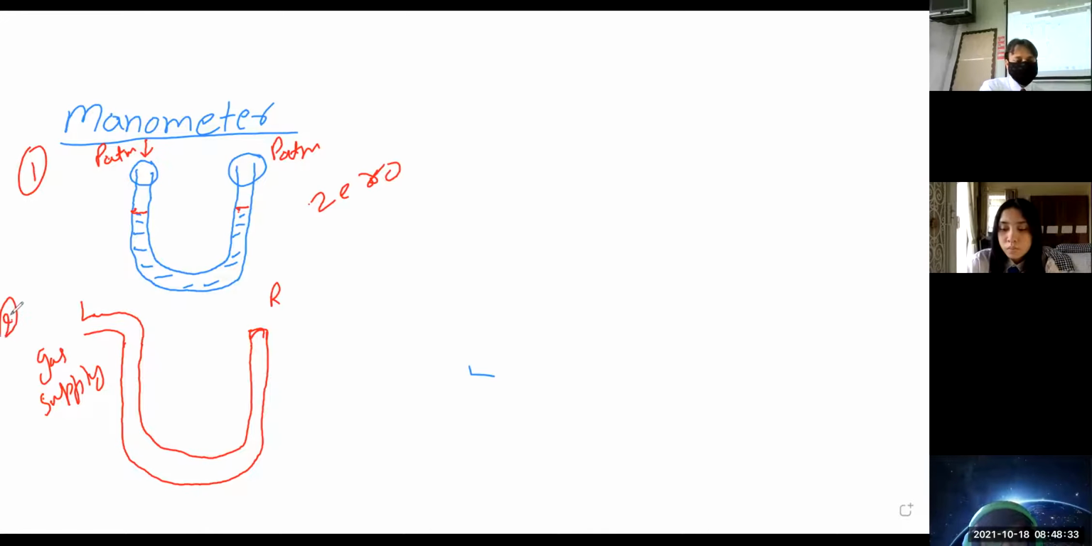Now I'm talking about the second situation. On the right-hand side the limb is closed, and the left side of the tube is connected with the gas supply. And here again I have taken the same kind of liquid, mercury. This tube is filled with mercury. Now children, due to the pressure exerted by the gas supply, will the mercury level rise on the left-hand side or the right-hand side? In what direction will the level of mercury rise?